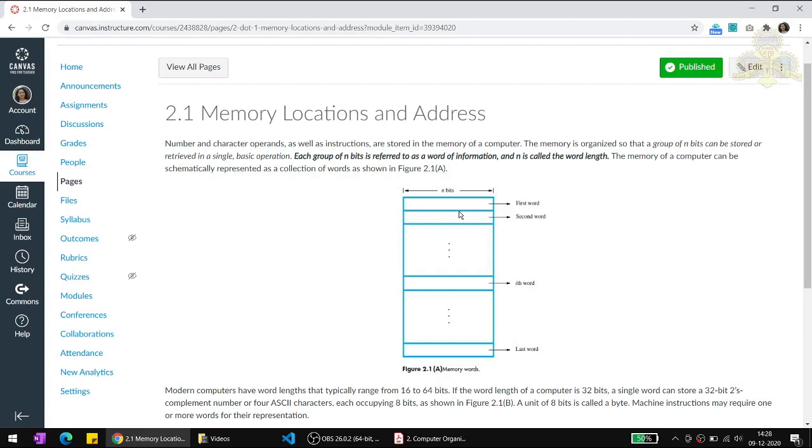In your memory, you can have instructions, numbers, and operands, right? Memory is organized in such a way that a group of n bits can be stored or retrieved in a basic operation. This group of n bits we call a word, and n is called the word length. This entire group is one word, and the number of bits is the word length. This is a typical representation of a collection of words: the first word, the second word, and so on up to the last word.